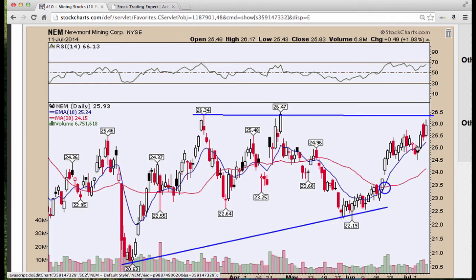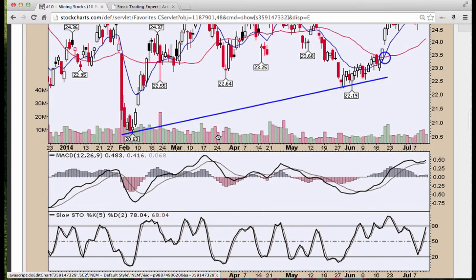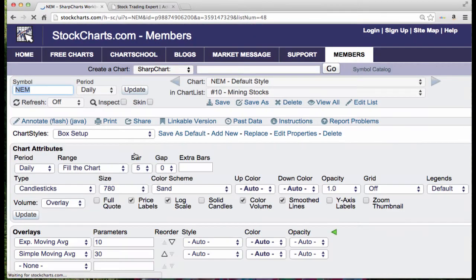Newmont Mining, this one tends to be a little more sluggish, only because it's a much bigger company. But you can see that moving sideways, we had a crossover here, and we're holding the 10 period. It looks like we're going to break out this week at the 26.47 level. A break above 26.50 would be a long on our part, Stochastics leading MACD. Let's take a look at the weekly.